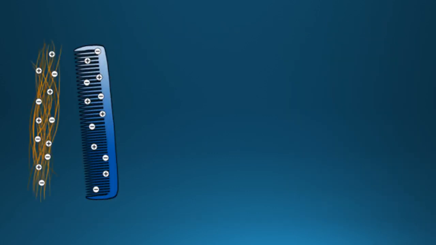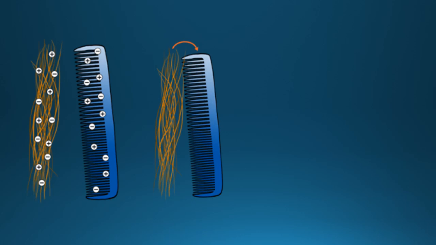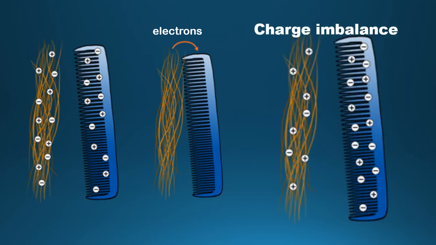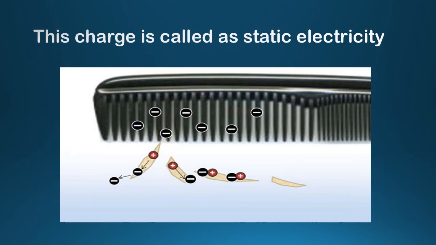Now, rub the comb against your dry hair. By rubbing, some of the electrons will move from the hair to the surface of the comb. As a result, the charge imbalance occurs and the comb becomes electrically charged. The charge built up on the surface of the comb is called static electricity. Once electrically charged, it gets the ability to exert a force on the pieces of paper and attract them.